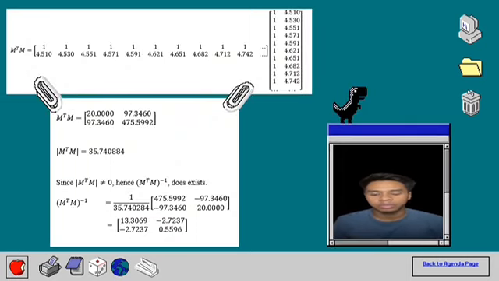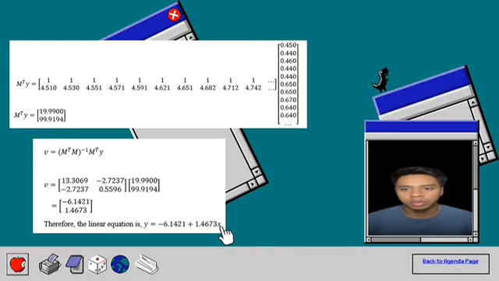Next, we need to multiply the transpose of matrix M with matrix M. The transpose matrix M has dimension 2 by 20, while the matrix M has dimension 20 by 2. So the answer will be the matrix with the dimension 2 by 2. Next, we need to inverse the matrix of M transpose M, and we will get the answer. We also need to find the answer of M transpose multiplied by the matrix Y, and the answer will be the matrix with the dimension 2 by 1.